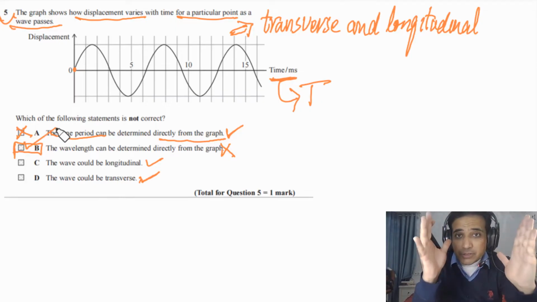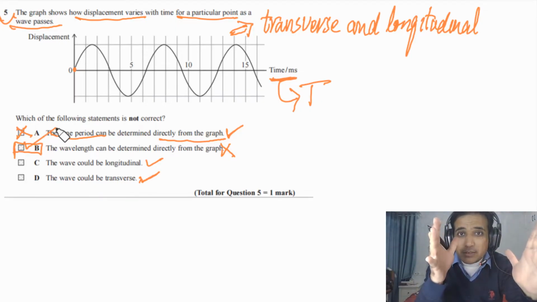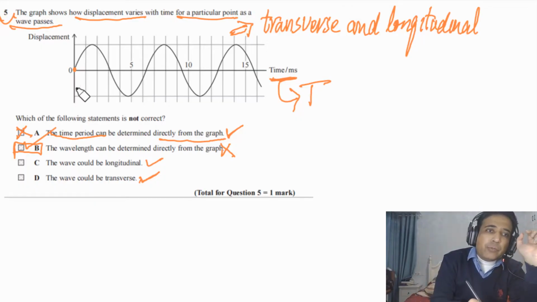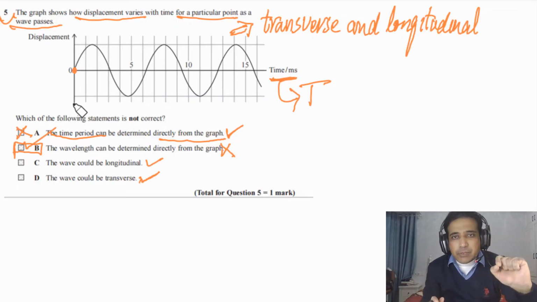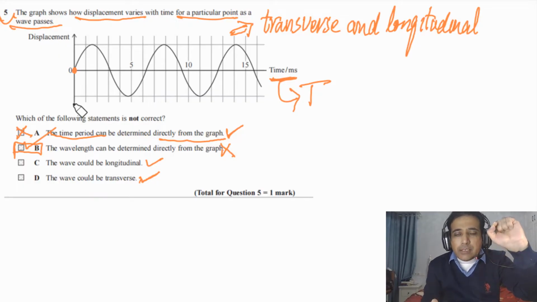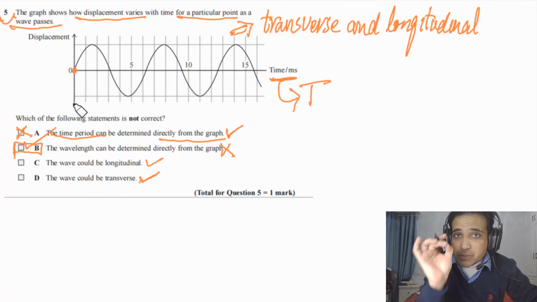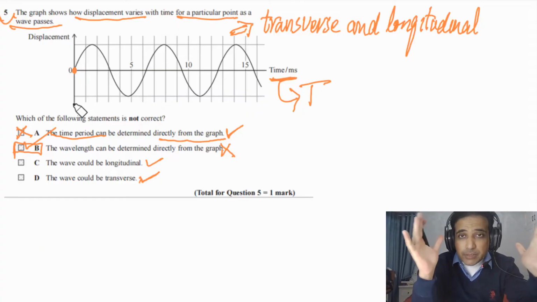I hope you understand what this question is telling you. It is telling you that for a particular point as a wave passes, if I'm looking all the time at this particle, I will see the displacement of the particle increase, then decrease, then increase, then decrease, and so on. That's the reason it can represent a transverse wave, and also a longitudinal wave. I hope this one is clear to you.